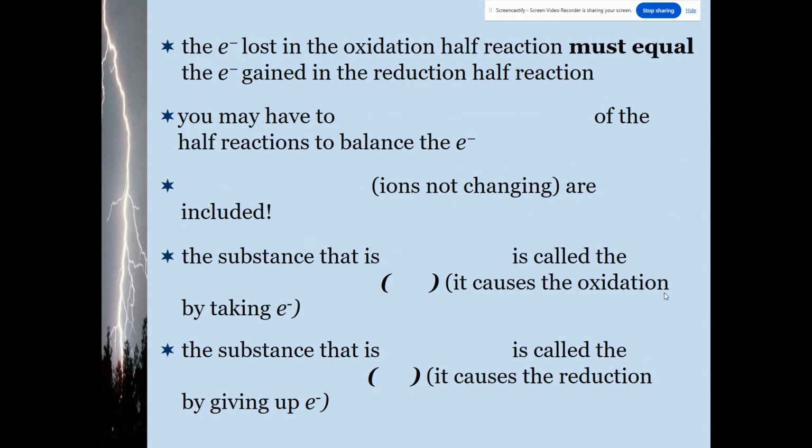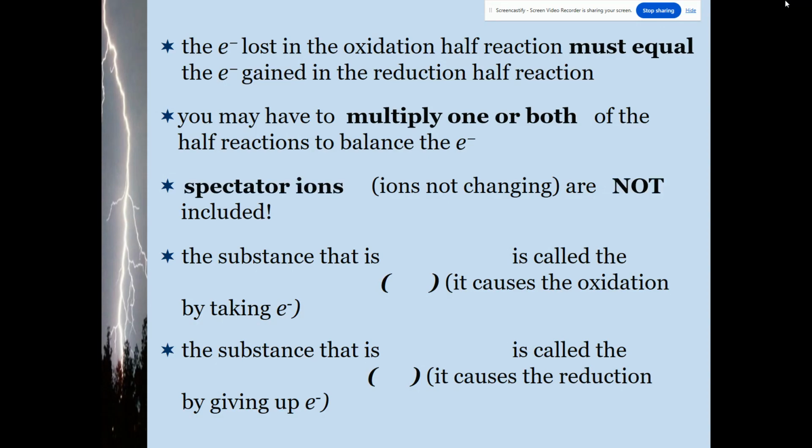Now the electron transfers must balance. So what that means is sometimes you may have to multiply your half reactions to make the electrons balance. So if I have two being lost, I also need two being gained. And we'll do some examples to look at how that works. Spectator ions, the ions that are not changing in oxidation number, are omitted. They are not part of your net redox reaction.